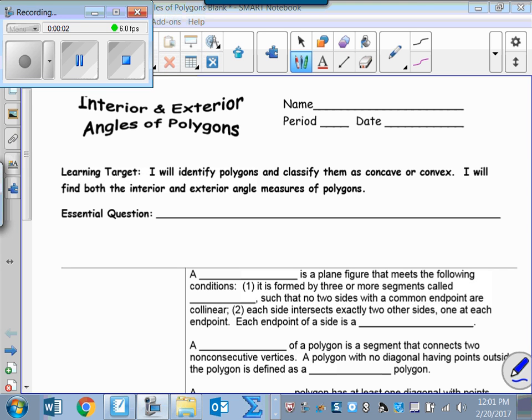We're starting Unit 8 today. Our new unit is on polygons, and today we're going to focus on the interior and exterior angles of polygons and also how to classify polygons as either convex or concave.